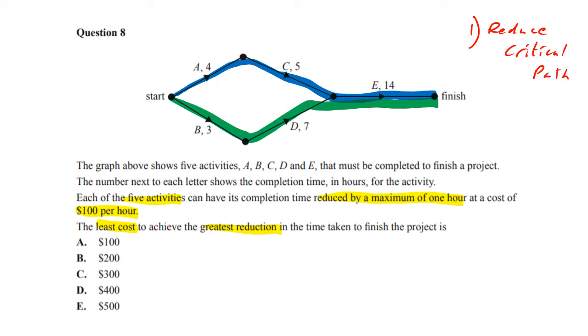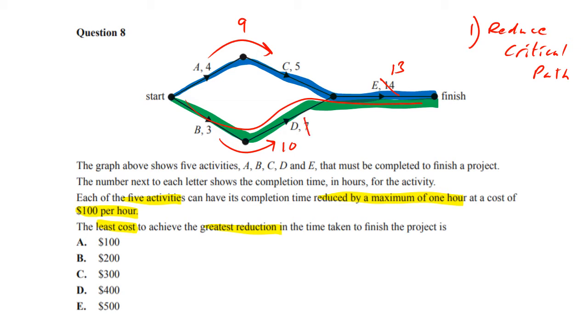Now, E is on both paths, so it must be on the critical path, whatever critical path that is, so you can reduce by 1 hour. Now, if we compare this section, A and C, it takes 9. And if we compare this section, B and D, it takes 10. So it looks like, at the moment, the critical path is this way. Now, that means we can reduce further either B or D by 1. Why 1? Because there's a difference of 1 between 9 and 10.